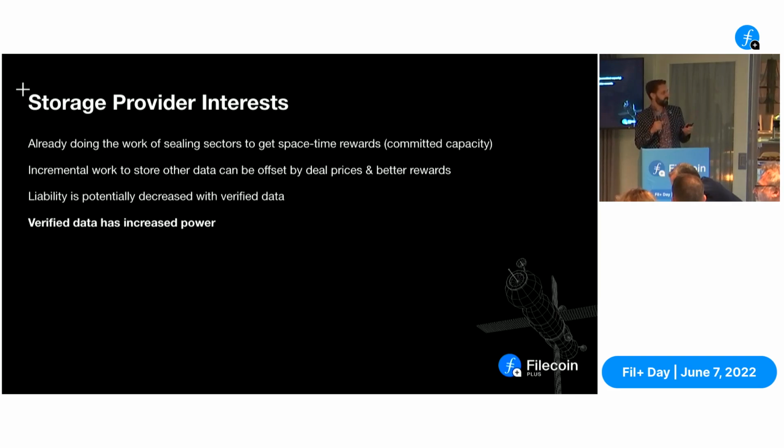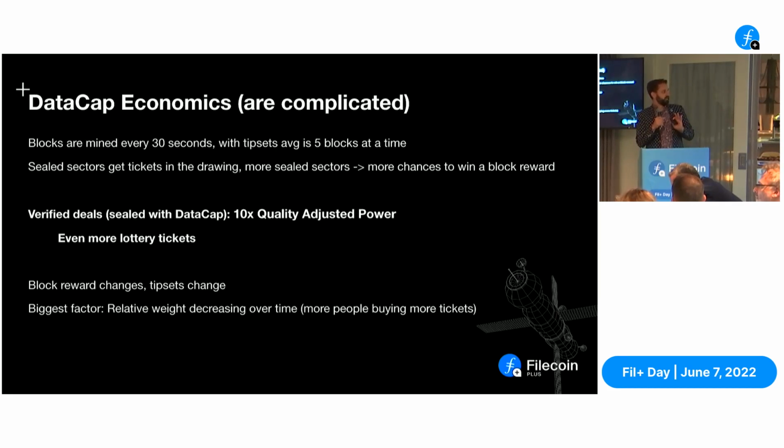And then the big one is verified data has increased power. So basically, data cap economics, very, very complicated thing. Every 30 seconds, there is a new block reward. Those block rewards are kind of like lottery drawings.